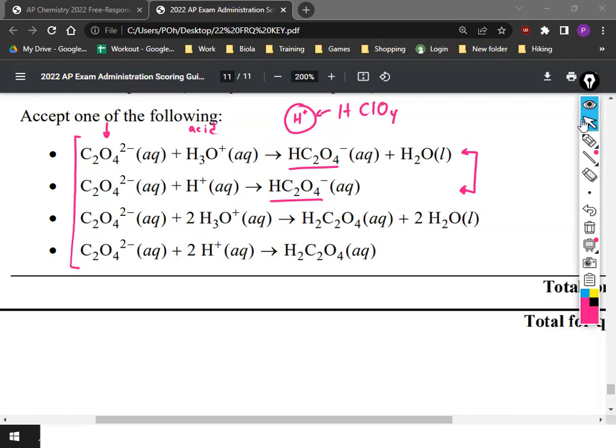All right. Any other questions on this? Basically, strong acid forces the reaction. Yes, that's correct. Yep.